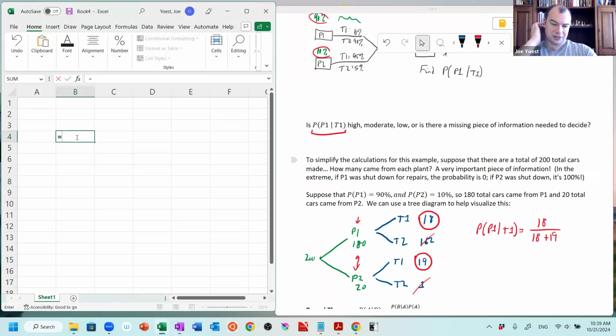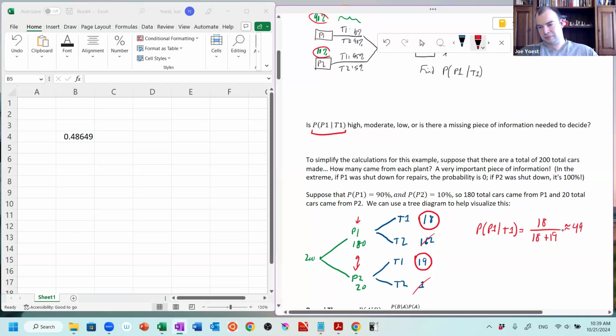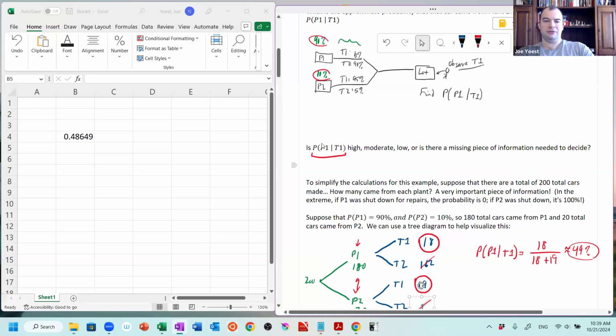My calculator is on the fritz right now, so I'm going to use Excel as my calculator. So 18 over 18 plus 19 gives me about 49%. So actually, there's a moderate chance of the car coming from plant 1, given that it's of type 1.